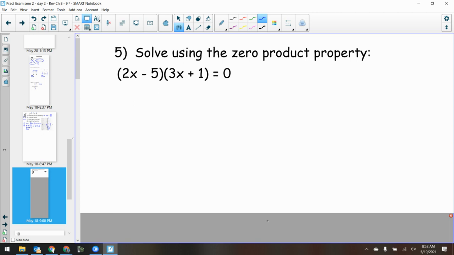The factoring method relies on the zero product property. All that means is that I could set each piece, like this one's pre-factored for us, set each piece equal to 0, and that will give me my 2 answers. It creates for me 2 mini equations that I can solve for my answers. So let's do that. We add the 5. We get 2x is equal to 5. We divide by 2. We get x is equal to 2.5.